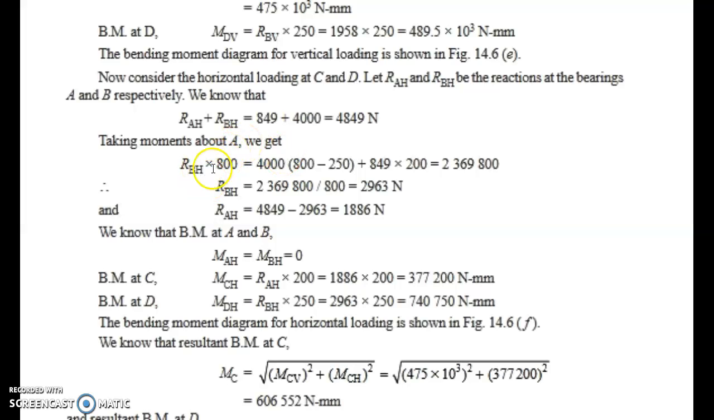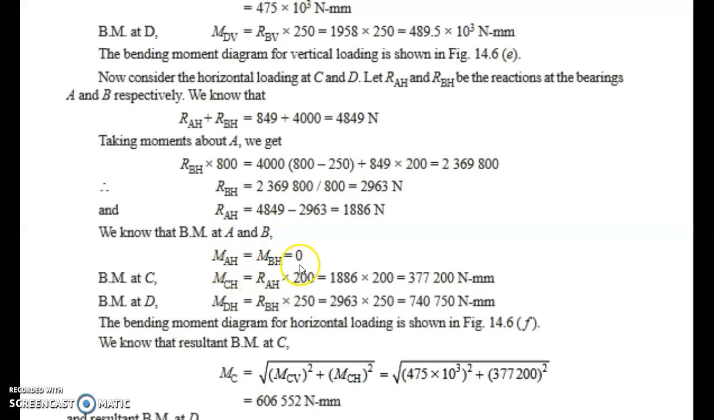Now we can take the moment about A, then we can write RBH is equal to 2963. If we find the value of RBH, then what is the value of RAH? That is equal to 1886.